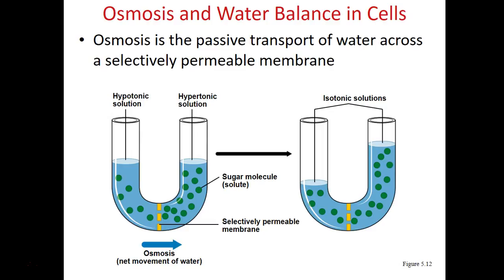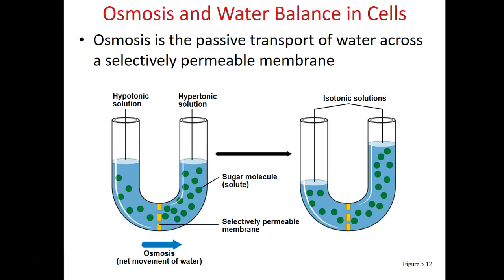In the picture on the left, you see solutions that vary in their strength. The sugar molecule is the solute, and the water is the solvent. On one side of the selectively permeable membrane, on the left-hand side, you have a very mild sugar solution, or a weak sugar solution. That means that you've got more water. It's called a hypotonic solution. On the right-hand side, you have a very strong sugar solution, which means that there's less water in it.